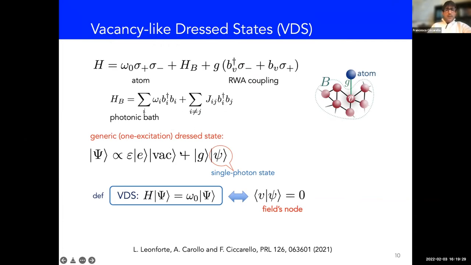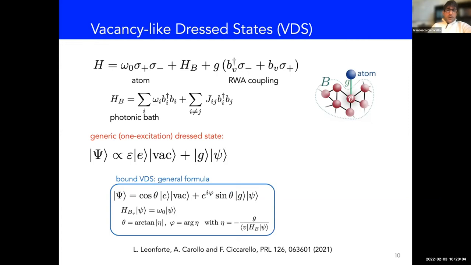This is the general shape of a single-photon atom-photon dressed state. And what you define as a vacancy-like dressed state, or VDS in short, is one such edge state occurring at the same frequency as the atom. Now, through a two-line proof, you can see that this is entirely equivalent to saying that if you look at the photonic component of your dressed state, the photonic wave function, this exhibits a node at the atom's location.